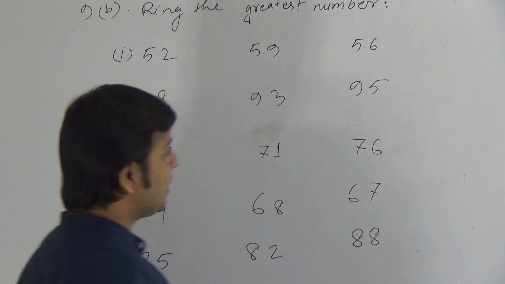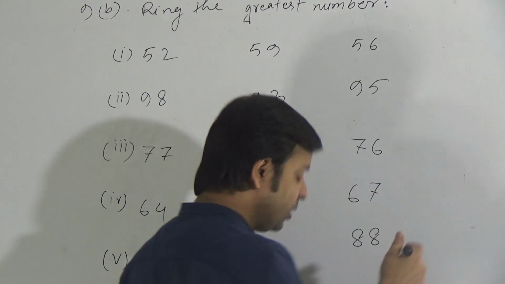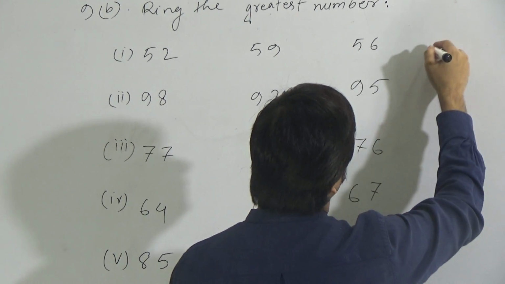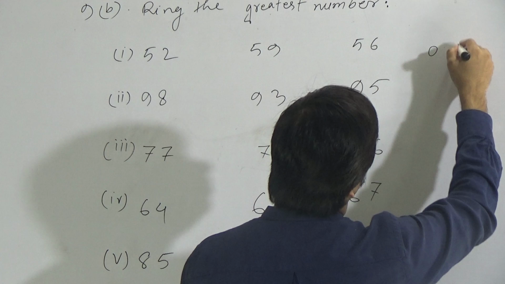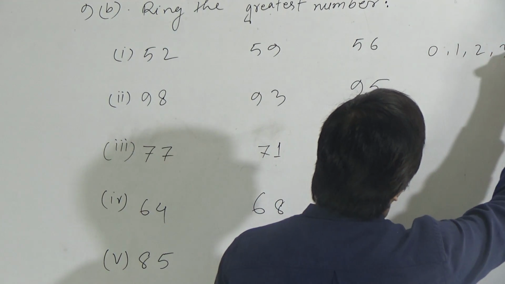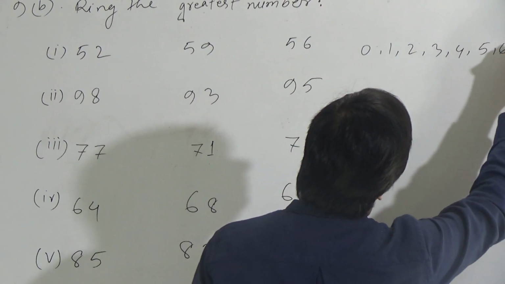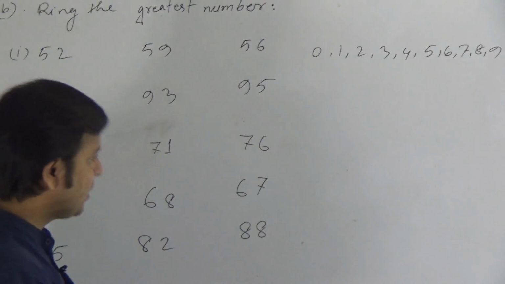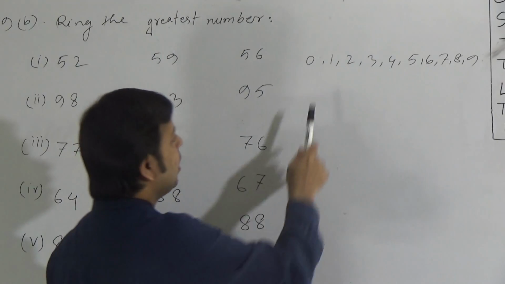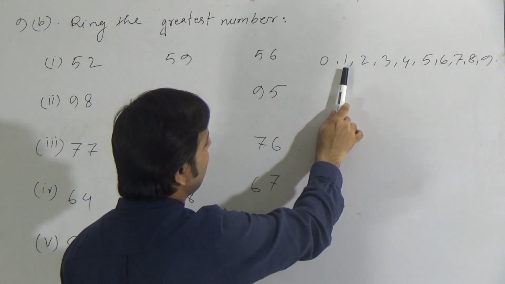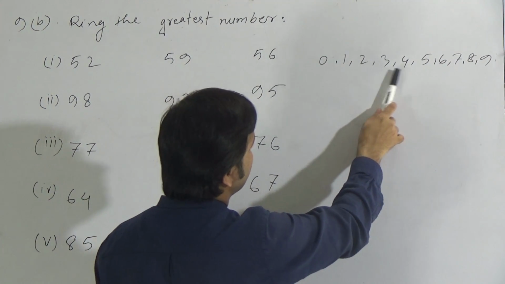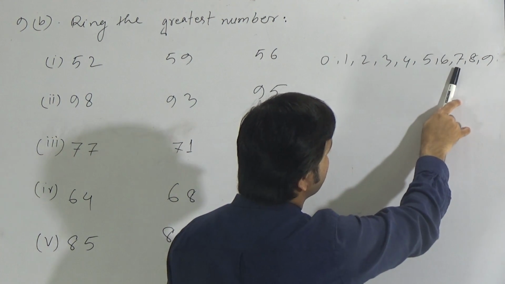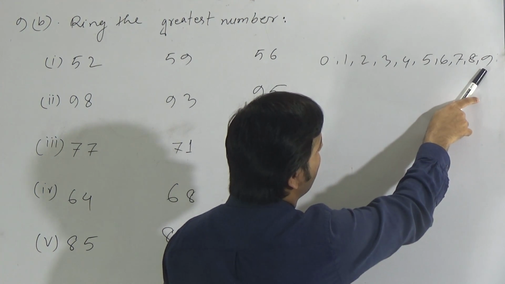Dear students, to determine the greatest number, at first we have to know which is the greatest among the 10 digits 0, 1, 2, 3, 4, 5, 6, 7, 8, 9. Among these 10 digits, which one is the greatest? We have to know. Here 0 is less than 1, 1 is less than 2, 2 is less than 3, 3 is less than 4, 4 is less than 5, 5 is less than 6, 6 is less than 7, 7 is less than 8, and 8 is less than 9.